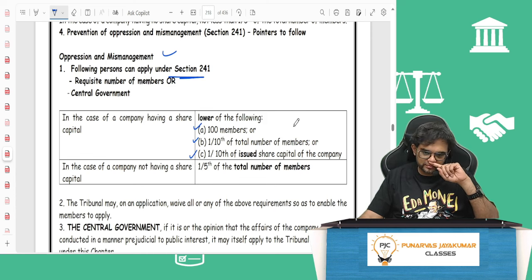See, 241. 1/10 of the total number of members. If there are only 10 members, then 1/10 is enough, done. 1/10 of the issued capital. Capital is 100. This will have 20 lakhs, 20%. Yes, definitely. And it's "or" not "and".